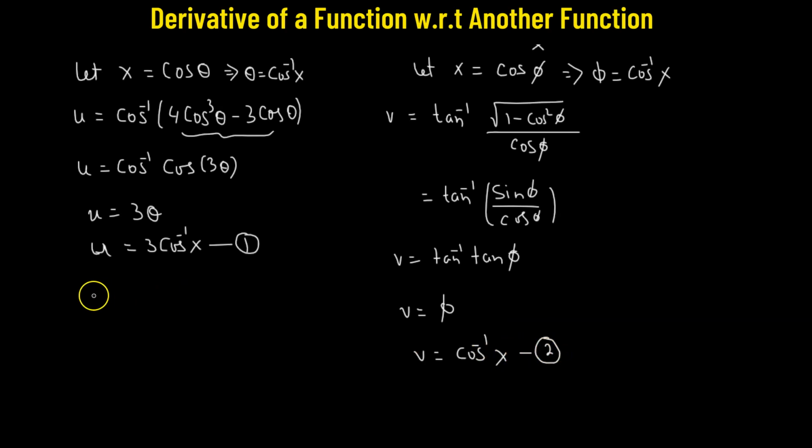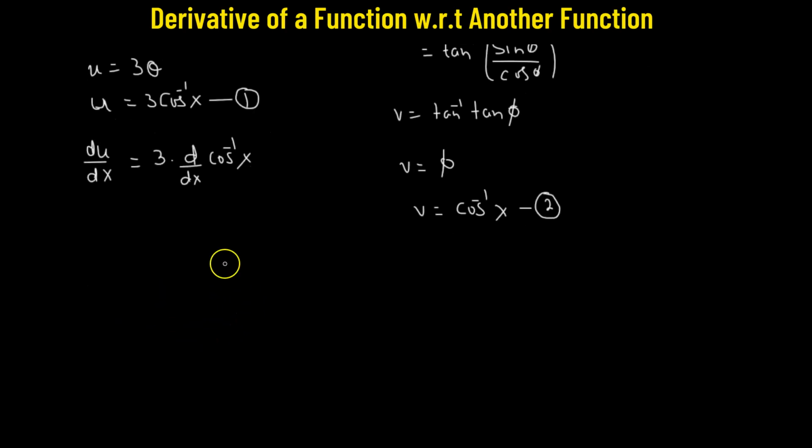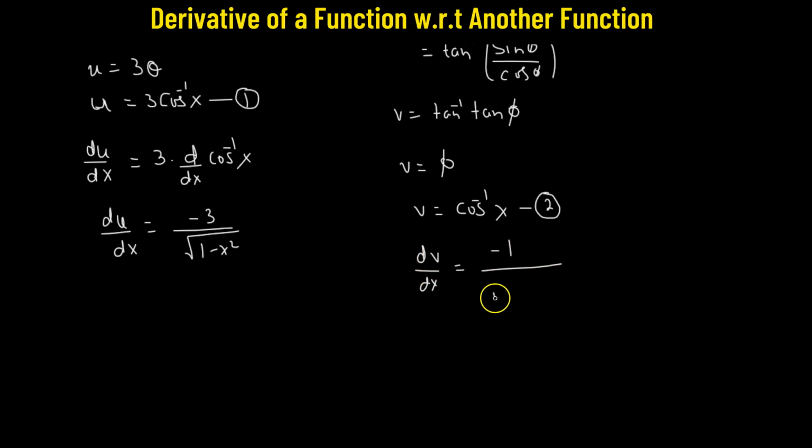So now we will consider u equal to 3 times cosine inverse of x. We'll take the derivative on both sides with respect to x, which gives us 3 times the derivative with respect to x of cosine inverse of x. Now the derivative of cosine inverse of x is a standard formula, which is -1 divided by square root of 1 minus x squared. Since we have 3, we have multiplied it to -1. So this is the derivative of u with respect to x, and the derivative of v with respect to x will be equal to -1 divided by square root of 1 minus x squared.